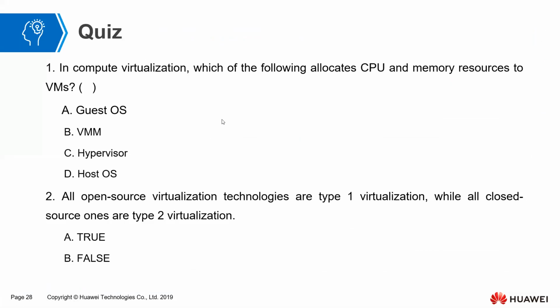So, members, there are some questions before us here, and we are seeing that in compute virtualization, which of the following allocates CPU and memory resources to virtual machines? We have A, the guest operating system. We have B, the virtual machine monitor. We have C, the hypervisor, and we have D, the host operating system.